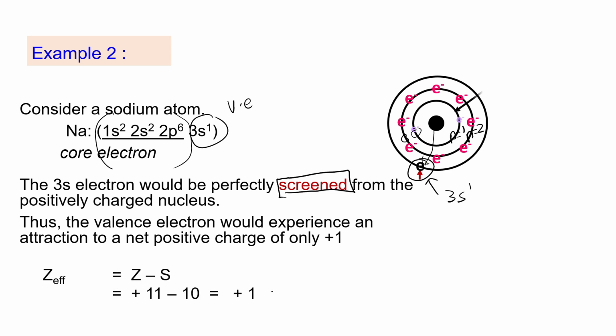So kita ada positive 1. So the second factor is shielding effect. Shielding, perisai. Perisai ataupun kita panggil screen, penghalang. Screening effect ataupun shielding effect. Dia menghalang nucleus attraction towards valence electron.